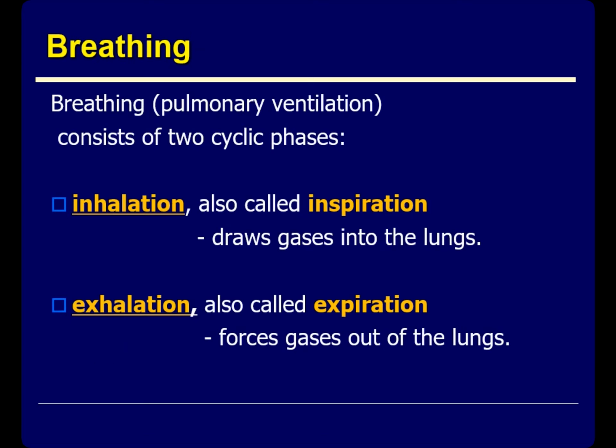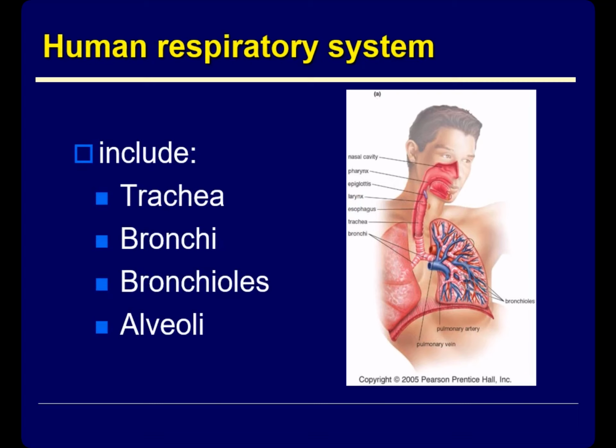As we know, breathing consists of two cyclic phases. The first phase is inhalation, also called inspiration, which draws gases into the lungs. The second is exhalation, also called expiration, which forces gases out of the lungs. The primary structure of the chest is designed to facilitate ventilation, which can be accomplished only by increasing the intrathoracic volume, and the human respiratory system includes the trachea, bronchus, and alveoli.